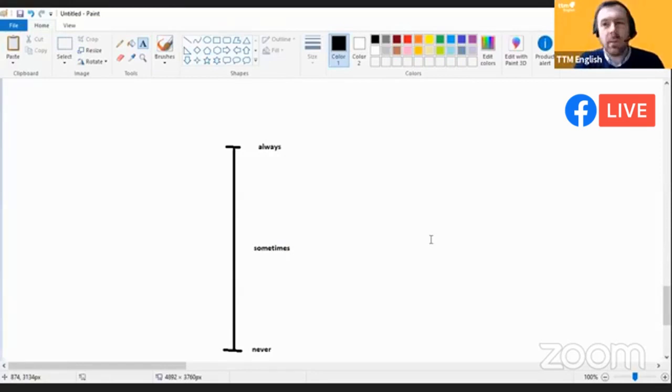Now, the first thing to remember is we can use this before the verb all the time. Okay, all the time we can use these before the verbs. I sometimes go. I never go. I always go. All right, okay. Now, seldom, rarely, hardly ever. Where do they go?